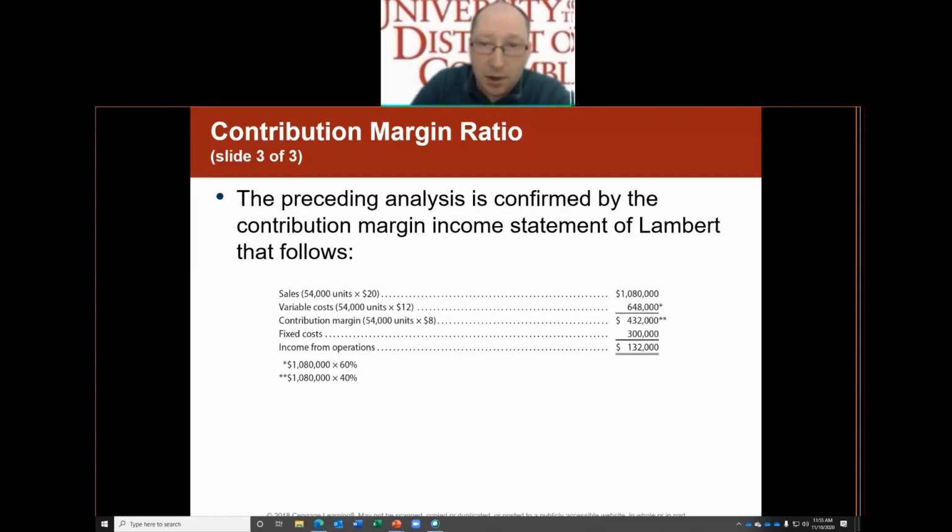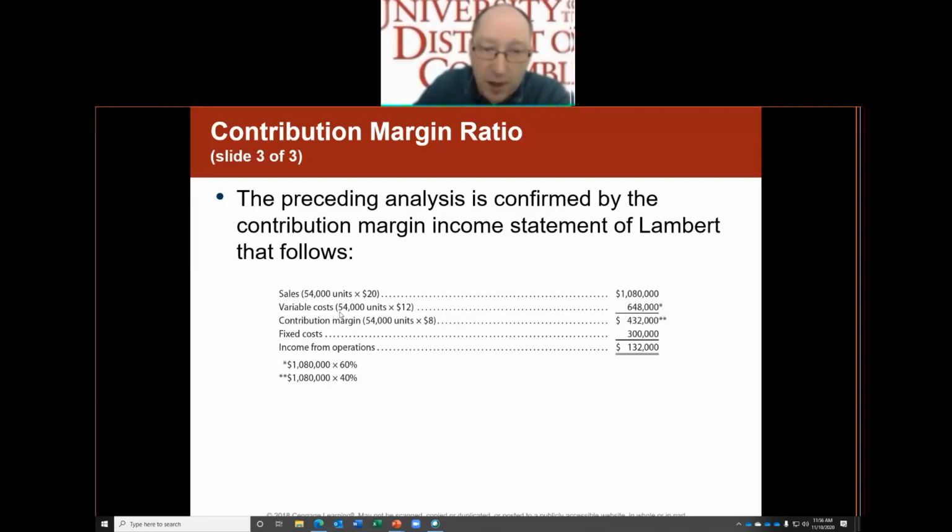Okay, so how do we confirm all of this? Here's what the changes look like, right? So we originally sold $1 million. We then sold an additional $80,000. So that means we sold an additional 4,000 units. So now 54,000 units times a selling price of $20 per unit. That gives us our sales.